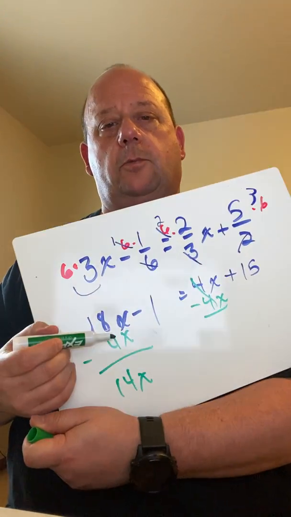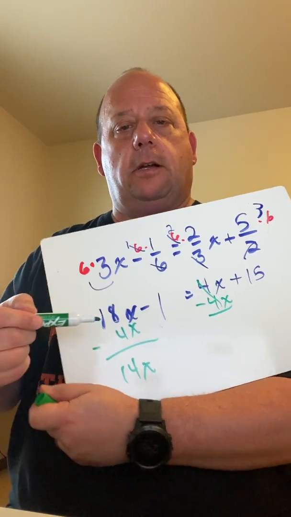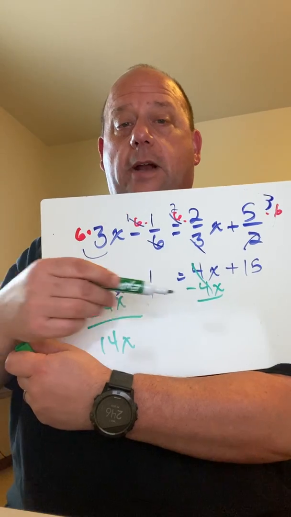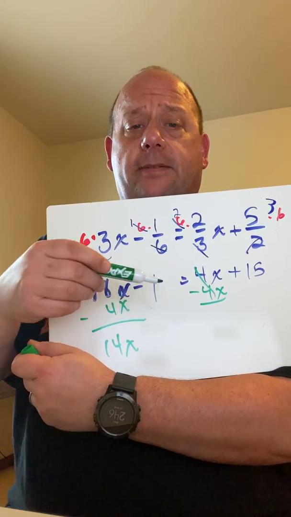Minus 4x from both sides makes 14x. Subtract the 4x from both. Cancels out here. 18x minus 4x is there. If I move the 4x over to here, it means I've got to move the 1 over to there. So I add 1 to both sides, and it should be 14x is equal to 16.